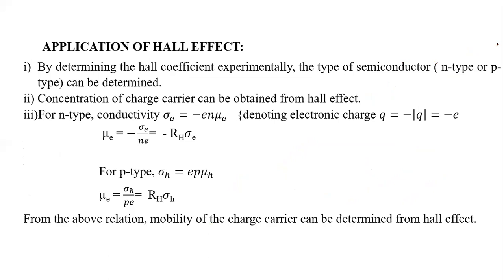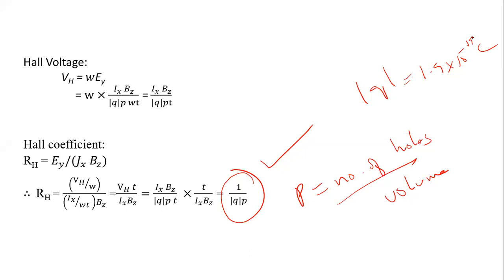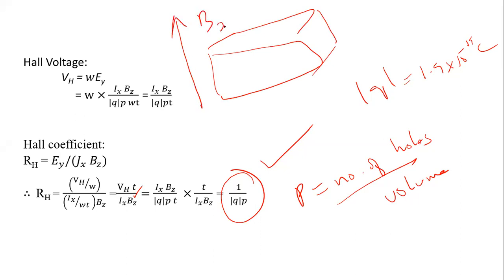Now, why do we study this Hall coefficient? The advantage or the application of Hall coefficient is that once you determine the Hall coefficient experimentally, you can determine the type of semiconductor, whether it's a p-type or n-type. How do we determine this Hall coefficient experimentally? You know that Bz is the applied field. So if you have a semiconductor sample here, using electromagnets, you can control the applied field here.